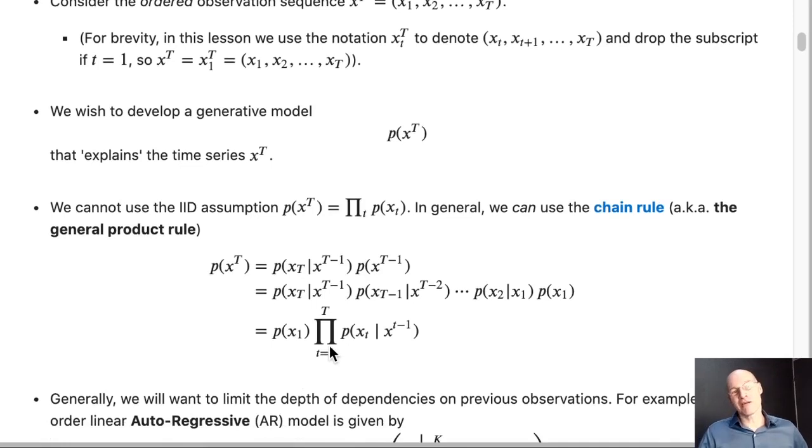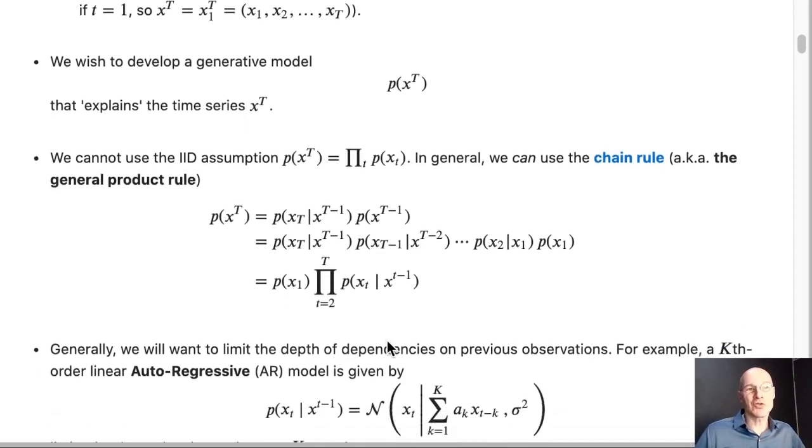That's always true, but this is not usually the form that we want to build a model, because x of t here is a function of everything I've seen in the past. So if I just have streaming data, my model will grow, and we don't want that. So generally, we'll just say x of t depends on some limited number of past observations.